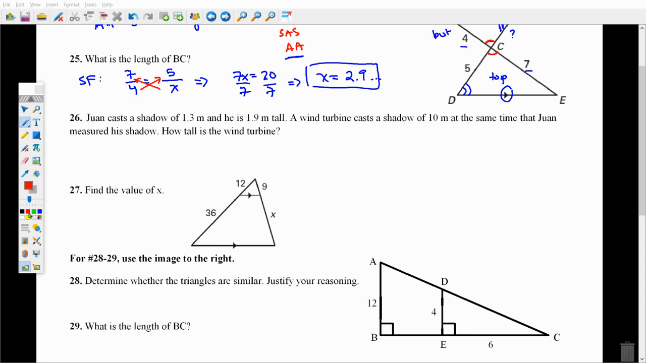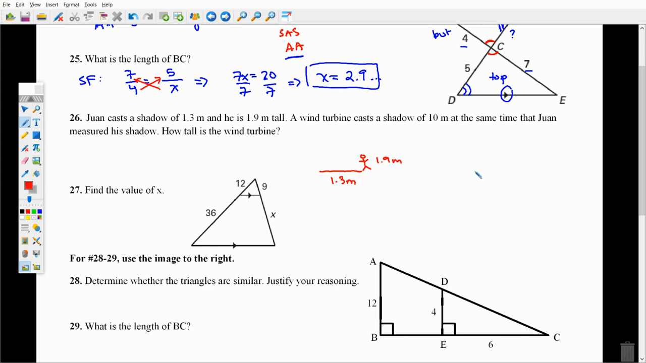All right, 26 here. Juan is casting a shadow. So here's Juan. He's casting a shadow that is 1.3 meters, and he is 1.9 meters tall. My picture is very off scale, but that's okay.